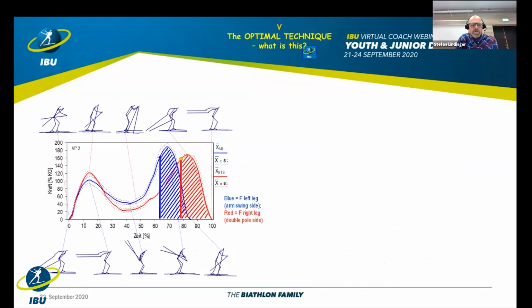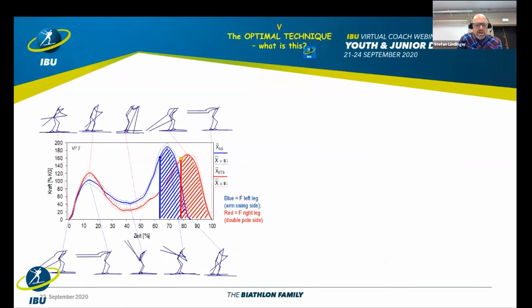And this is, for example, a graph. We see here a ground reaction force on the y-axis in percent of kilogram body weight. And we have time in percent of cycle. And this is nothing else than compared V2 alternate, both sides.